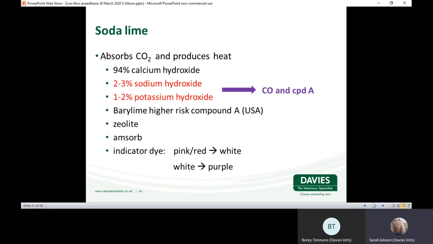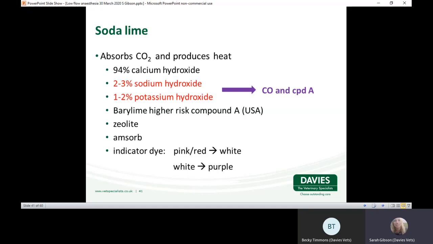So we will be using soda lime in the circle breathing systems. The function of the soda lime is to absorb the carbon dioxide, and it also produces heat. There are different kinds of soda lime. The constituents are mainly calcium hydroxide with strong alkalis to catalyze the reactions. So these have been associated with the formation of compound A and carbon monoxide, and so have been removed or reduced in more modern soda lime.